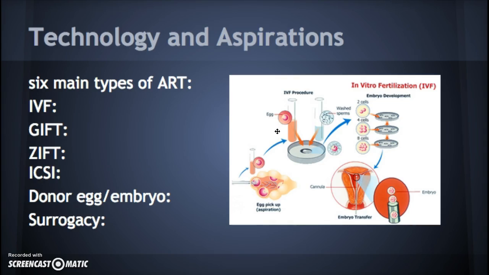And the other types are GIFT, ZIFT, ICSI, donor egg, embryo, and surrogacy. GIFT and ZIFT are very similar to IVF. However, instead of being inputted into the uterus, they are inputted into the fallopian tubes. GIFT is gamete intrafallopian transfer, and ZIFT is zygote intrafallopian transfer. The other three, ICSI, donor egg, embryo, and surrogacy, are not as popular, but they still are used.